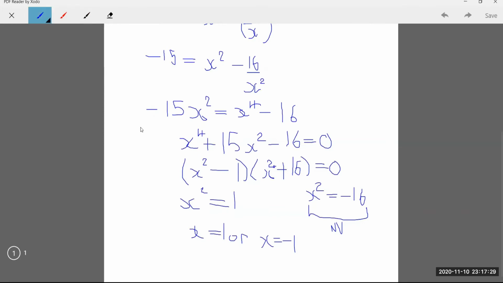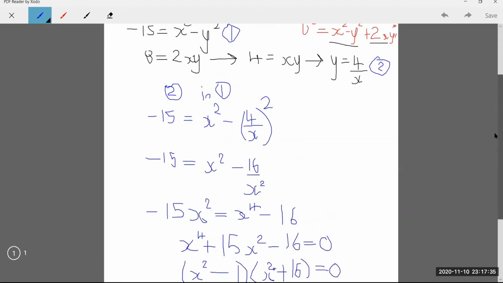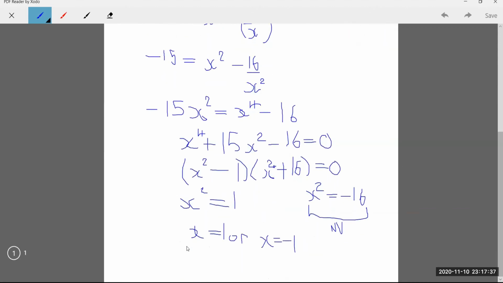So x equal 1 or x equal negative 1. Now when x is equal to 1, we had said that the equation was y is 4 over x. So y is 4 over 1, and so y is 4 when x is 1. When x is negative 1, y is 4 over x, which is 4 over negative 1, which is negative 4.